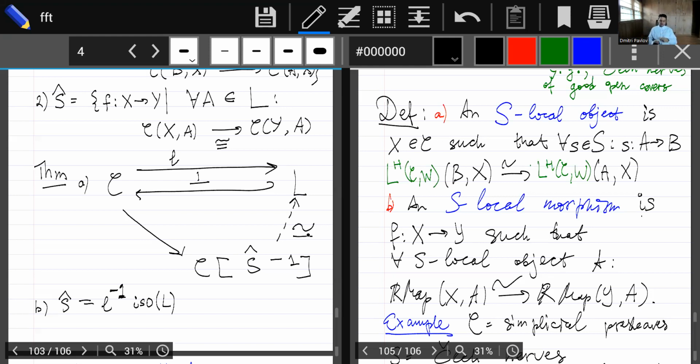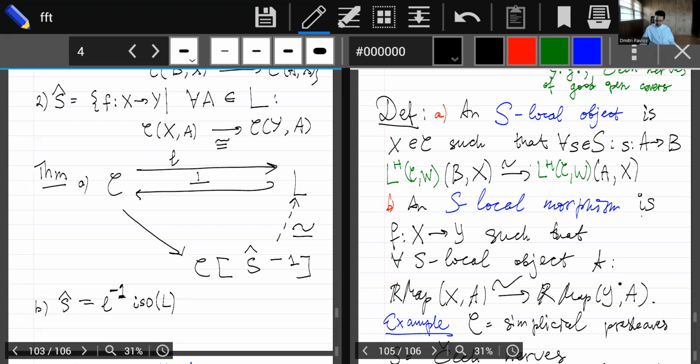So starting from a category and a set of morphisms in this category, we found a way to invert morphisms in S in such a way that the resulting localization, the resulting category of fractions, is a full subcategory of our original category. So the localization functor has a fully faithful right adjoint. So the construction happening here is a precise replication of this in the setting of model categories.